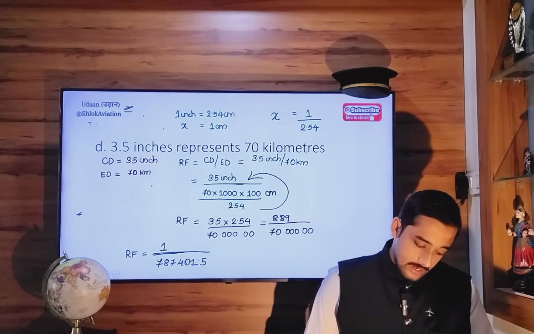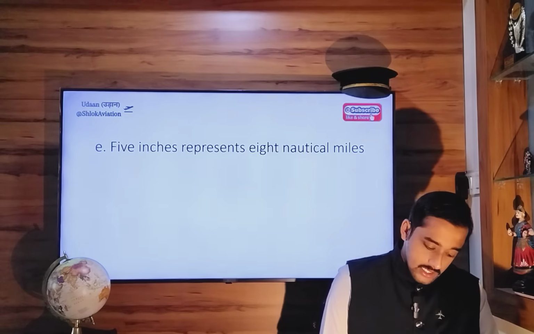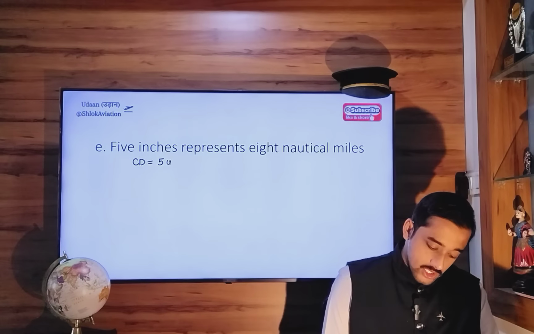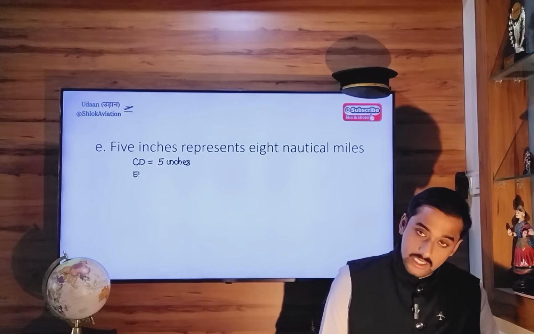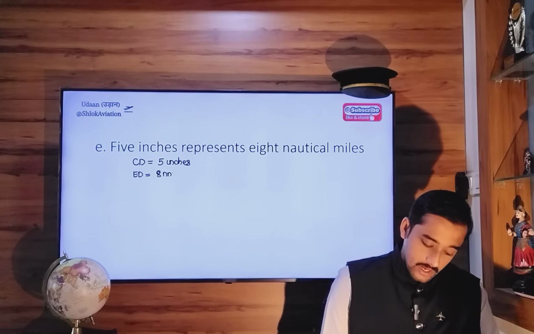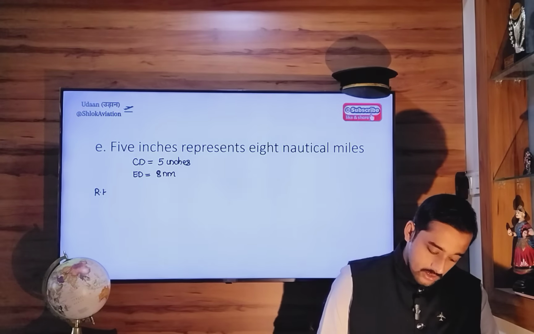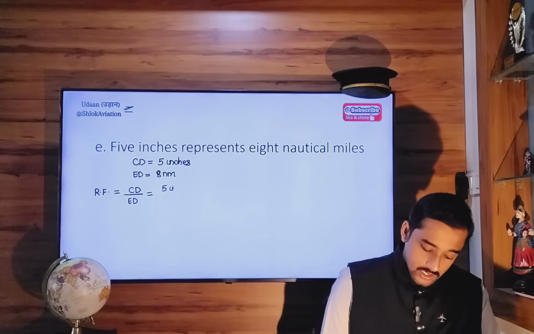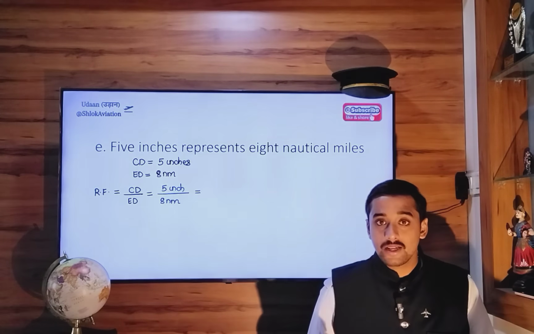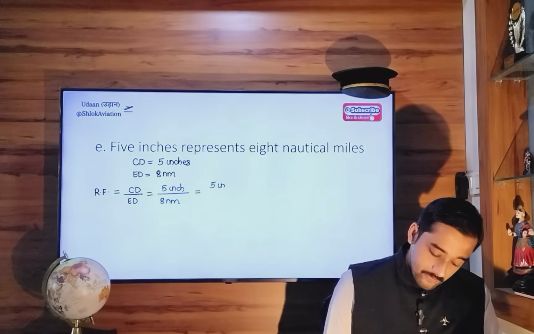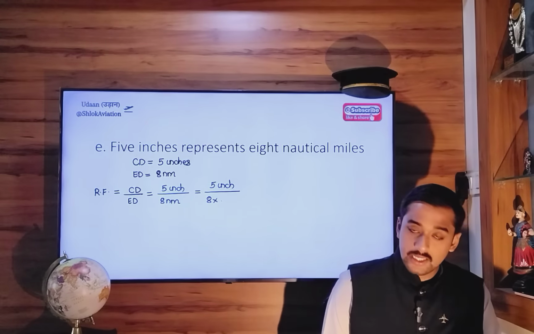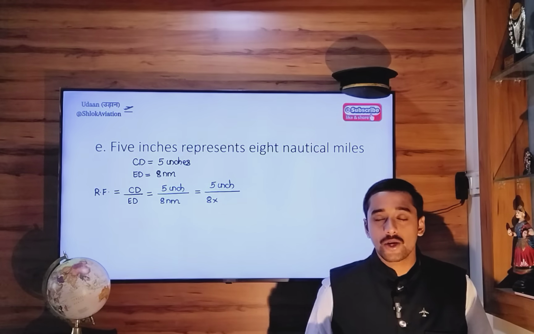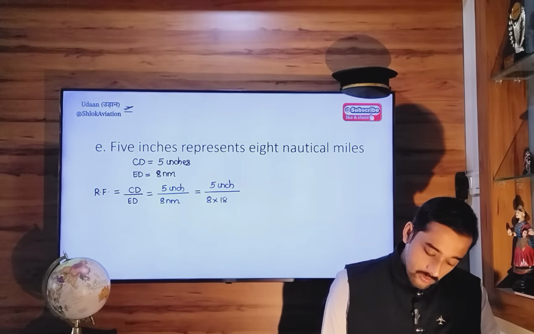Simple. Next, chart distance is 5 inches. Earth distance is 8 nautical miles. Now representative fraction is equal to chart distance upon earth distance. Now chart distance is equal to 5 inches. Earth distance is 8 nautical mile. Convert this nautical mile into corresponding inches. So 5 inch divided by 8 nautical mile is first into meters. So 1 nautical mile is 1852 meter. So 8 nautical mile will be 8 into 1852.